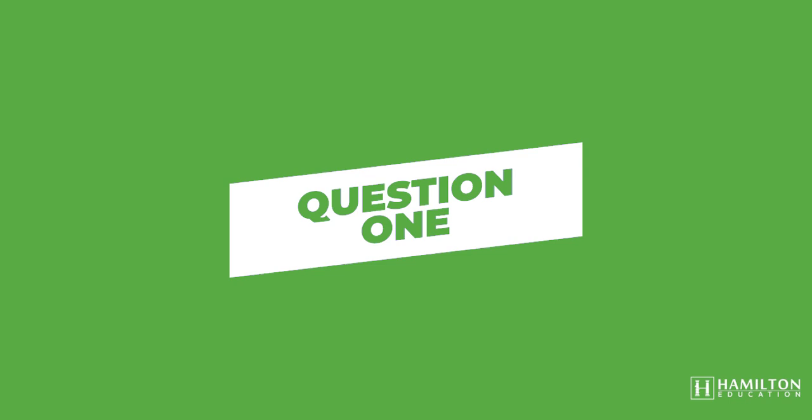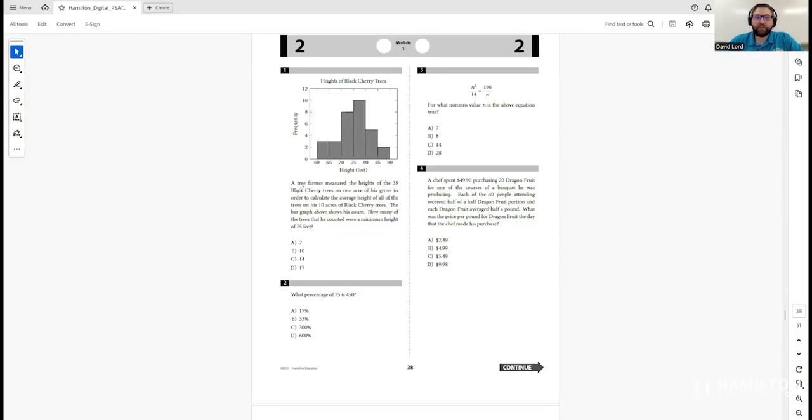For question 1, a tree farmer measured the heights of 33 black cherry trees on 1 acre for his grove in order to calculate the average height of all the trees on his 10 acres of black cherry trees. The bar graph above shows his count. How many of the trees that he counted were a minimum height of 75?